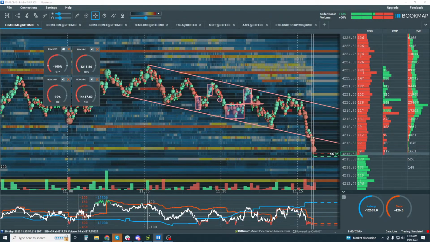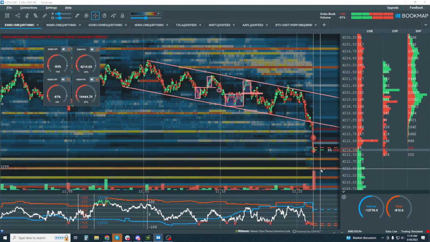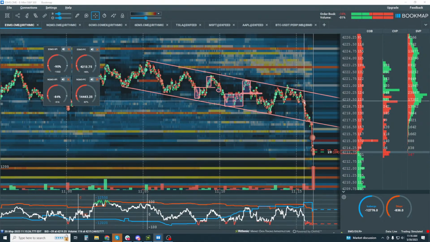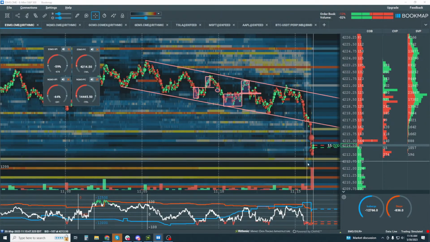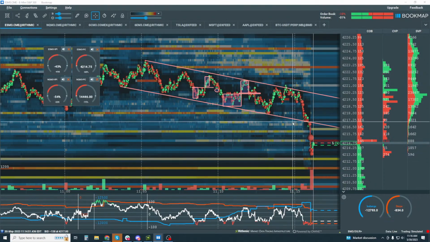Okay, now our big move is unfolding here. This is the move we were looking for, down into our 13 area here, and we're almost there, just shy of it.